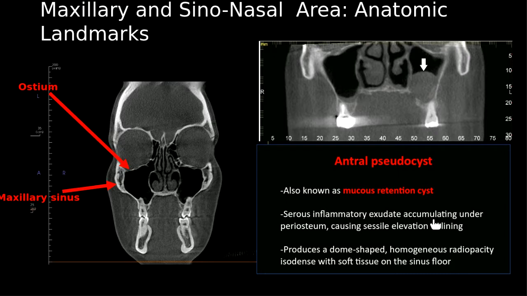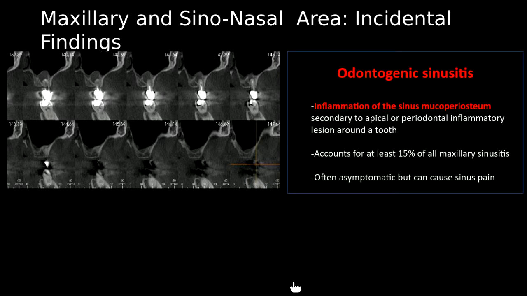So basically, you can say it's a more homogeneous, dome-shaped, radiopaque soft tissue density. That's what you see. There's no treatment for this. So what you do is, you watch follow-up and then make sure it's not impacting with the sinus and the tooth area.